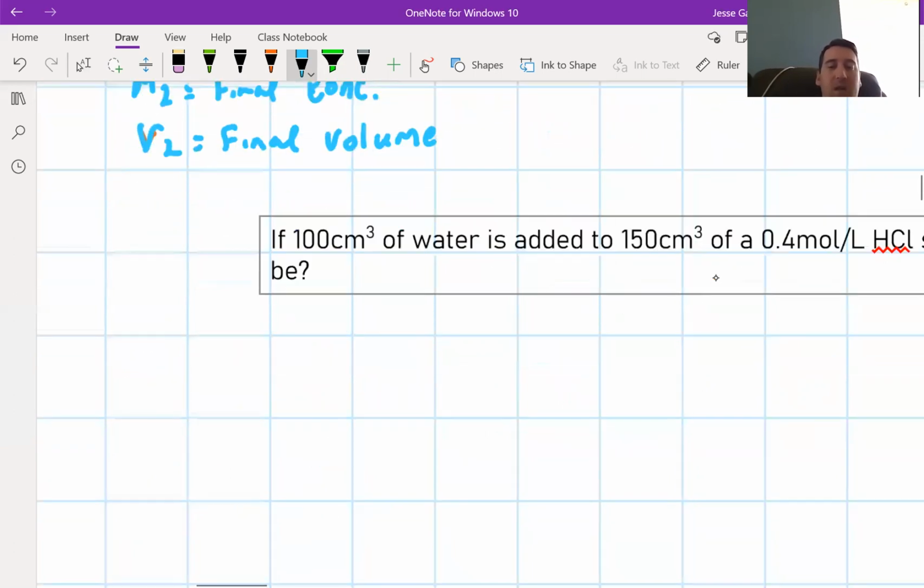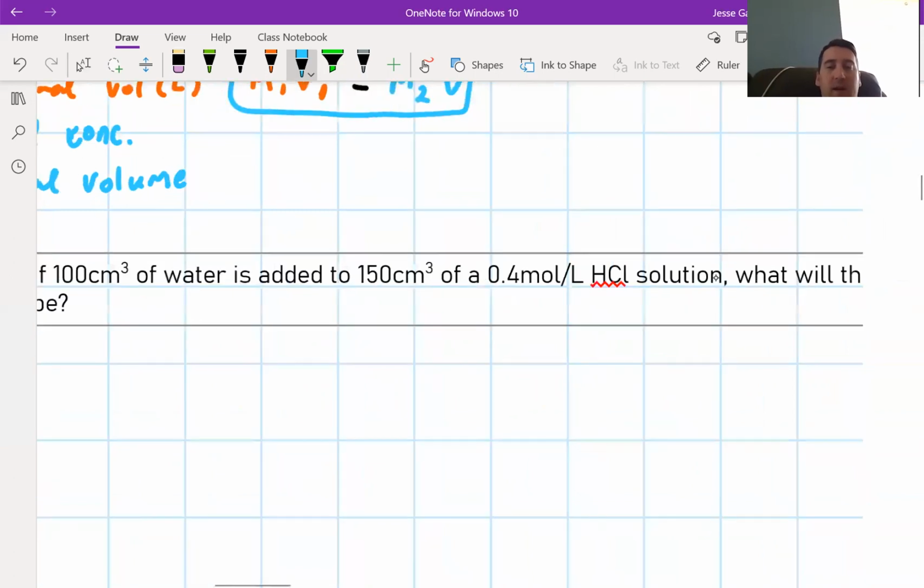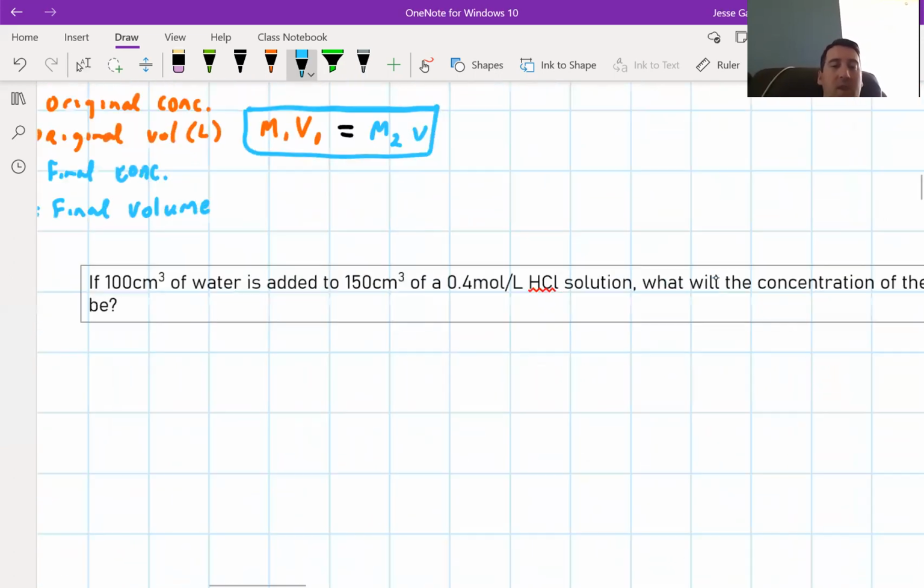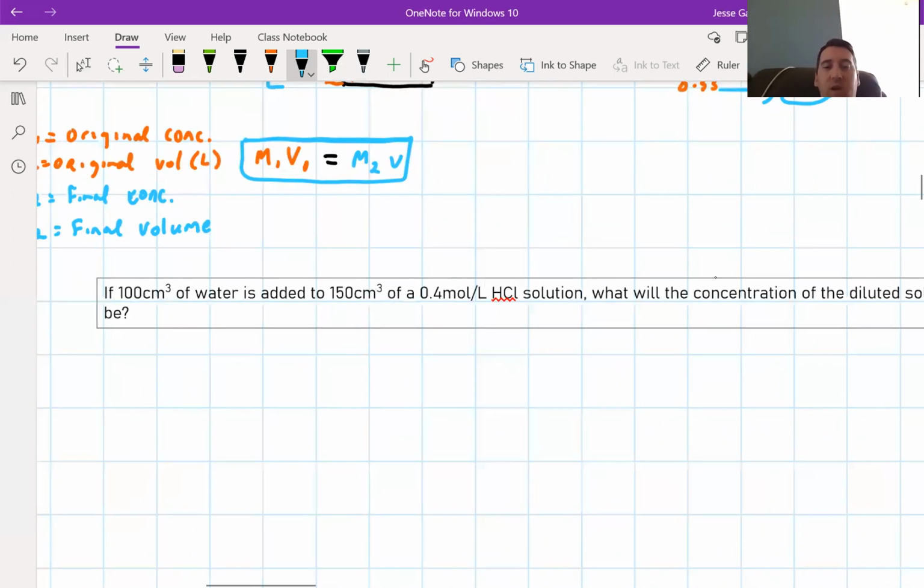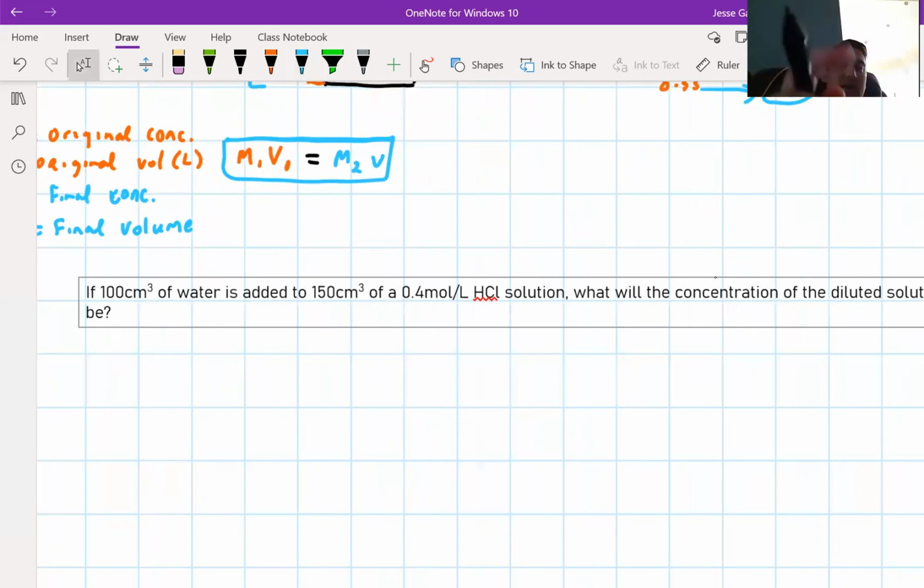But we're going to show you this using an example problem. Let's have a look at this problem and try to identify the variables. It says if 100 centimeters cubed of water is added to 150 centimeters cubed of a 0.4 molar solution, what will the new concentration be? The first thing I notice is that this is the original solution, 150 centimeters cubed, and it's 0.4 molar. So this is M1, the original concentration in moles per liter, and this is V1, the original volume.